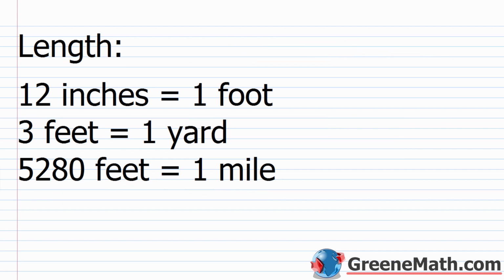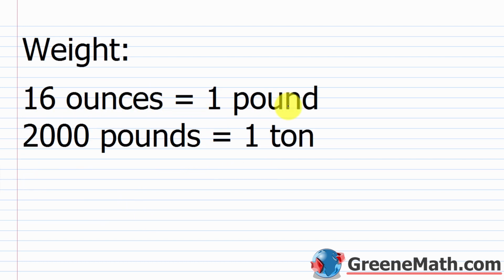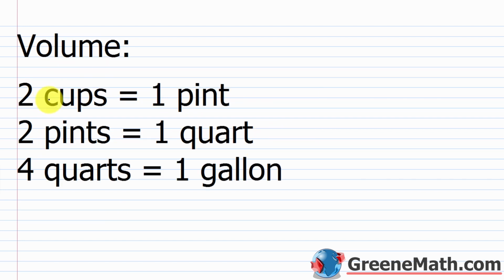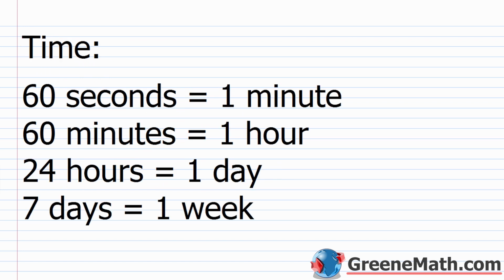So for length, I have that 12 inches equals 1 foot, 3 feet equals 1 yard, 5,280 feet equals 1 mile. For weight, I have that 16 ounces equals 1 pound, 2,000 pounds equals 1 ton. For volume, I have that 2 cups equals 1 pint, 2 pints equals 1 quart, and 4 quarts equals 1 gallon. And then for time, I have that 60 seconds equals 1 minute, 60 minutes equals 1 hour, 24 hours equals 1 day, and 7 days equals 1 week.